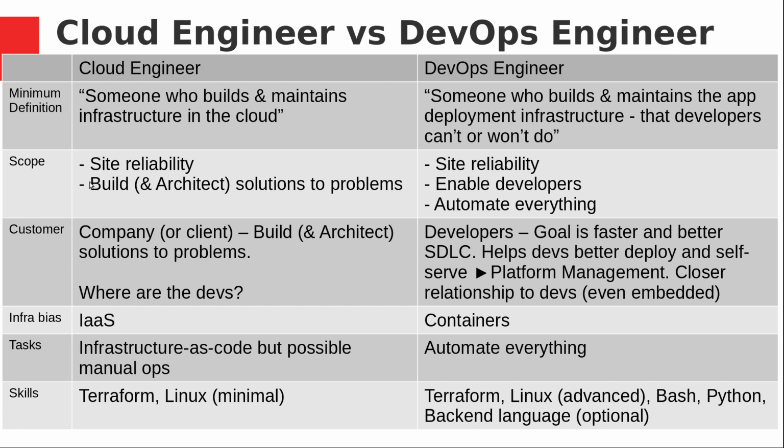Now, what about the scope? Give you a better idea. So a cloud engineer will be concerned with site reliability, so making sure that the infrastructure stays alive, but also maintenance and improvements that are necessary, technological improvements, those kinds of things. And what they'll typically do is build solutions to problems. And they may also architect them as well.